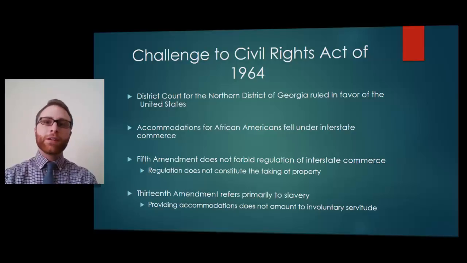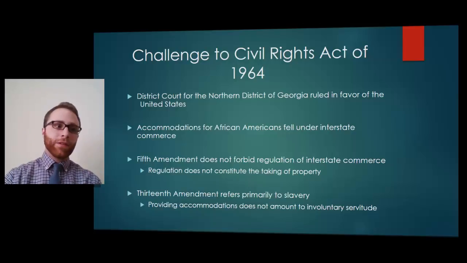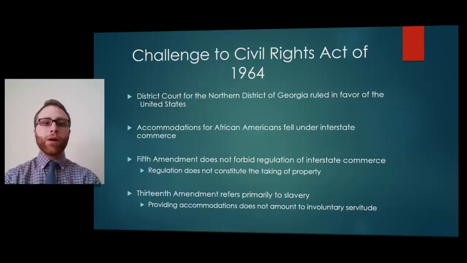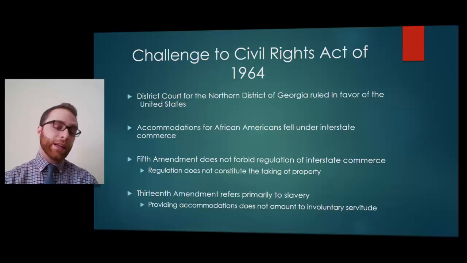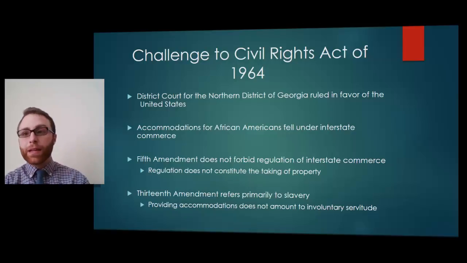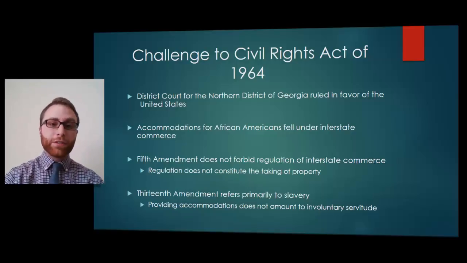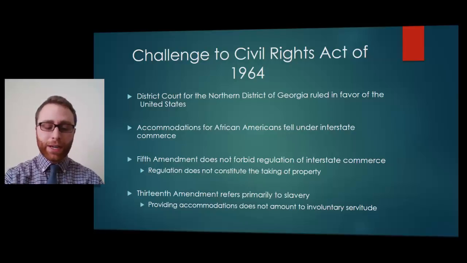Therefore, the Commerce Clause may be in effect, allowing Congress to uphold the Civil Rights Act of 1964, therefore superseding any state laws of Georgia, allowing the federal government to establish a level playing field for patrons who are normally discriminated against.